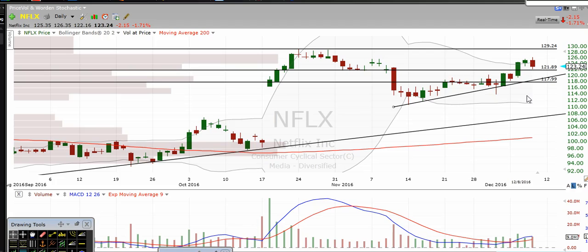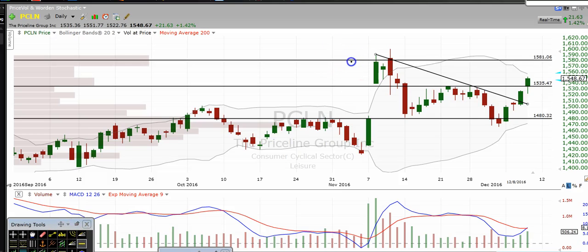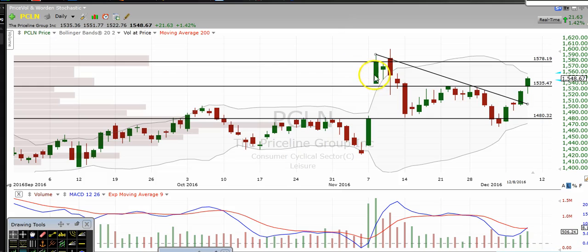The next one we're going to take a look at is Priceline. In Priceline, you can see we broke over this resistance right here, 1535, broke over it today, more than likely going to be heading higher here, and that next resistance level is going to be right around 1578.